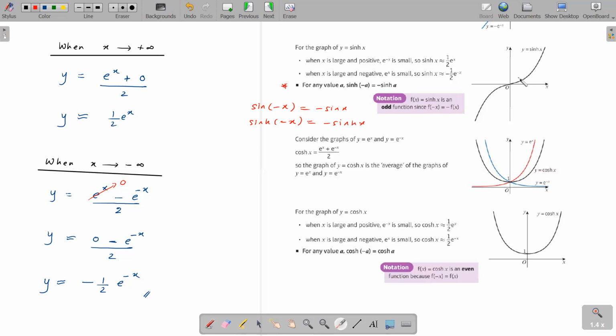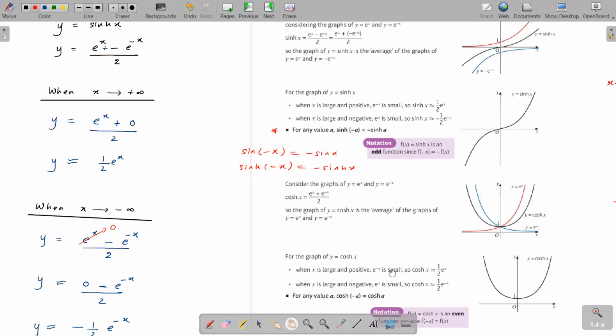You can easily see this from the graph as well. Sinh of negative x is equal to the negative value of sinh of x. You can remember this as a property. So sinh x is an odd function. Just have an idea of this. Mainly what you need to know here is the shape of the graph, and the y values when x reaches positive and negative infinity.